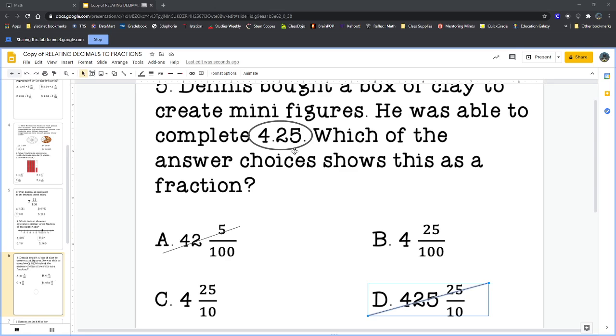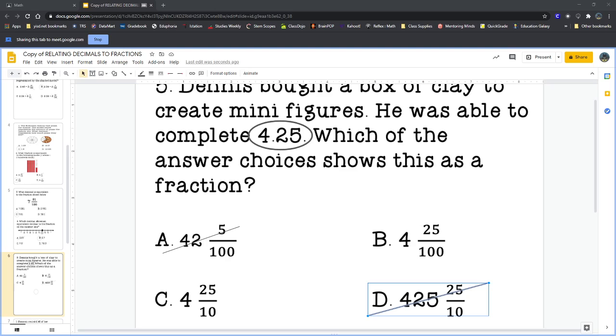What number is behind the decimal? Alexa? What was the question again? What number do I have behind the decimal? The number is 4.25. So what number is behind the decimal? 25? 25, so that means that on top of my fraction, I should have 25. Now, if I look at both of these, both of them have 25.